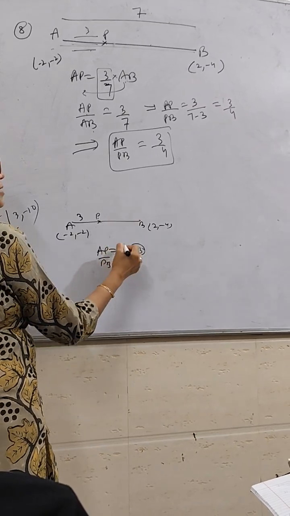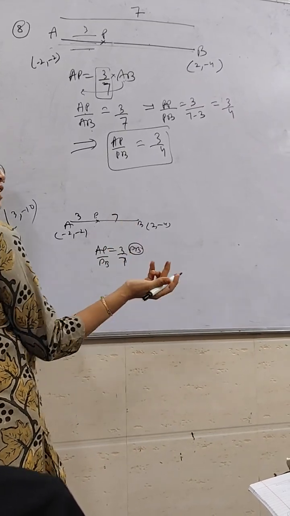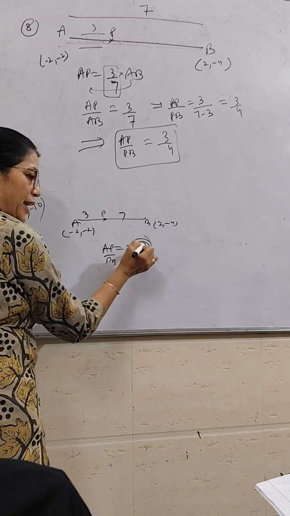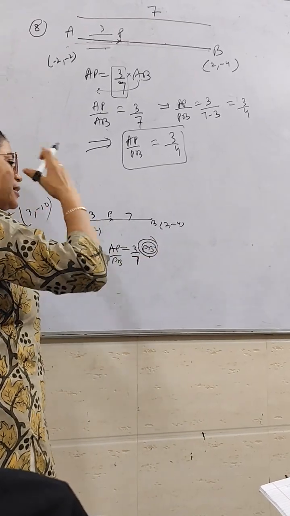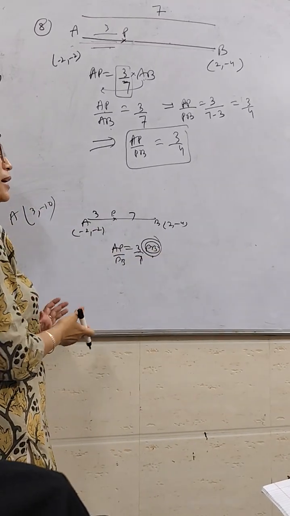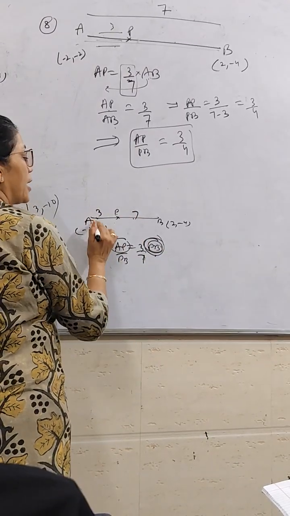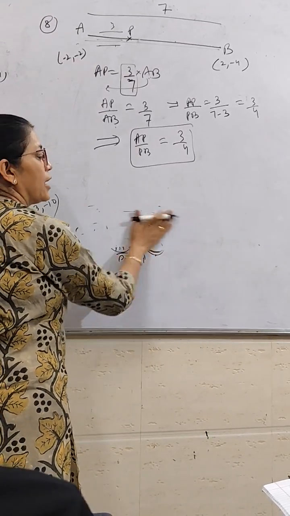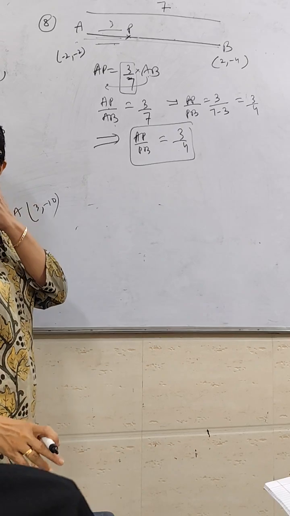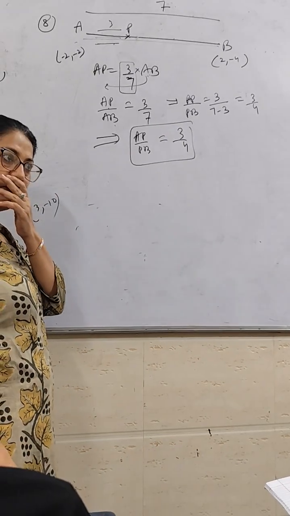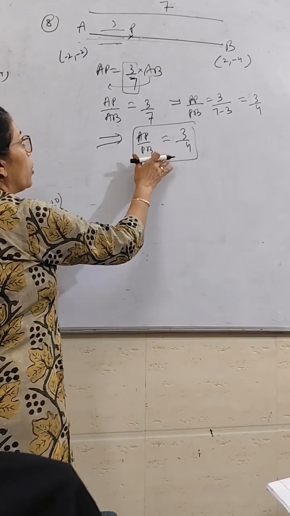AP over PB is 3:7, so that's fine. You have to read this carefully. Don't be under the impression that ma'am said this has to be subtracted. Read the words. If it is AP over PB, it stays the same. If it is AP over AB, then obviously you have to find PB. Am I clear? Now this became 3:4.